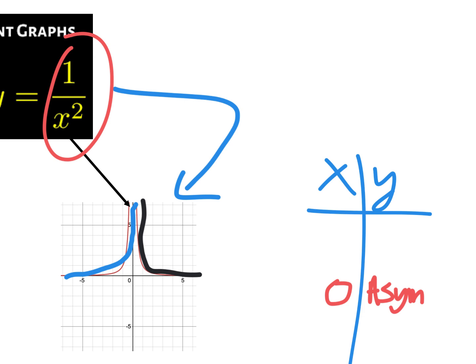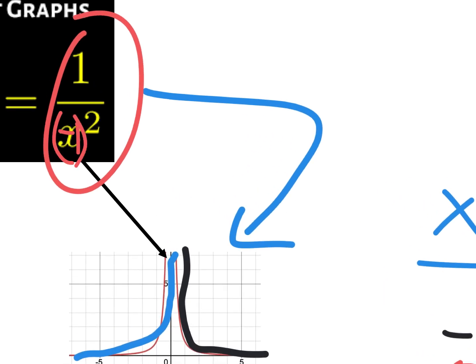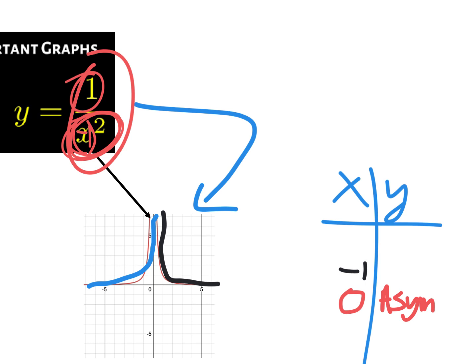Would you please tell me, Winston, what do you have when you put in -1? Square it, 1 over that. So I gave you x is -1, and we figured out that y is what? 1. It came out to 1. All right.